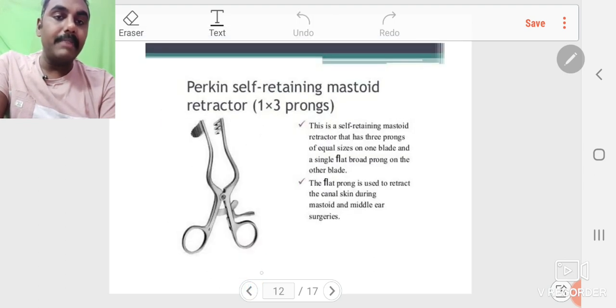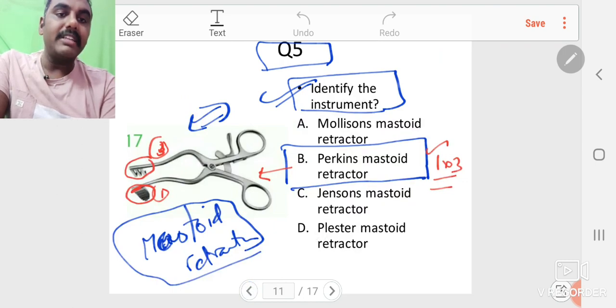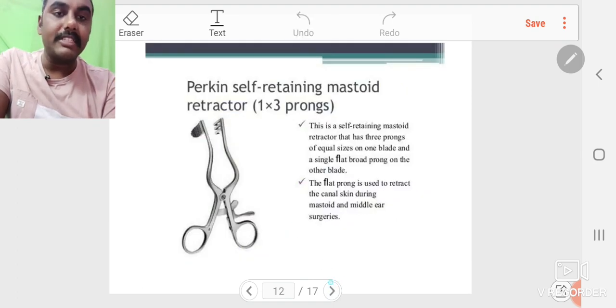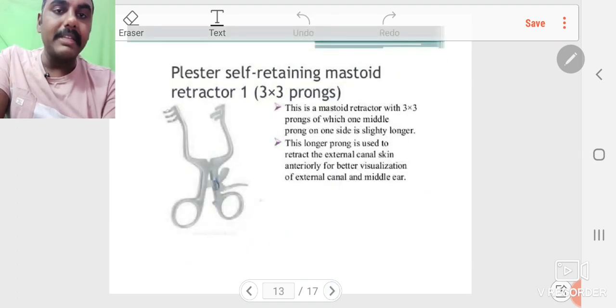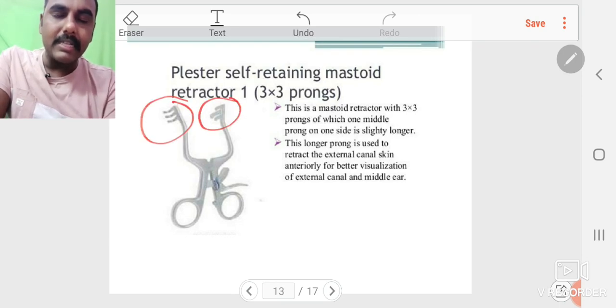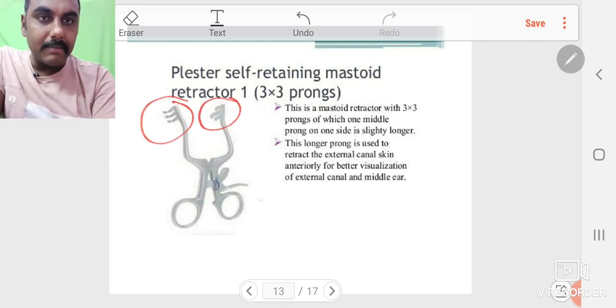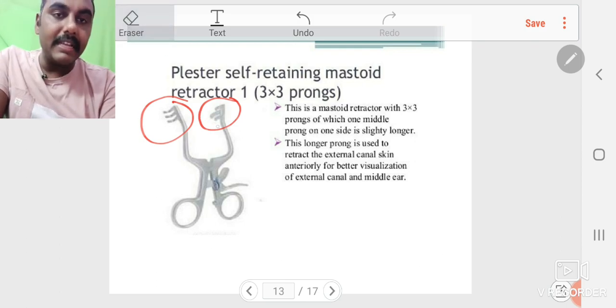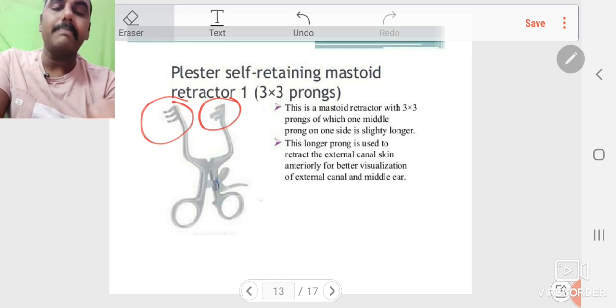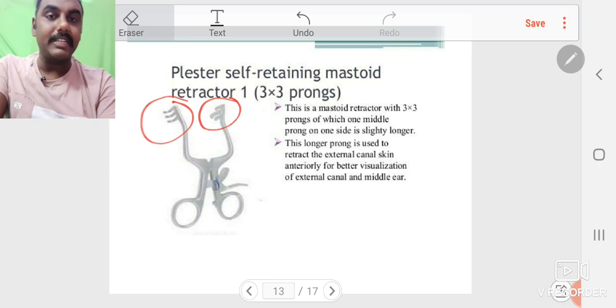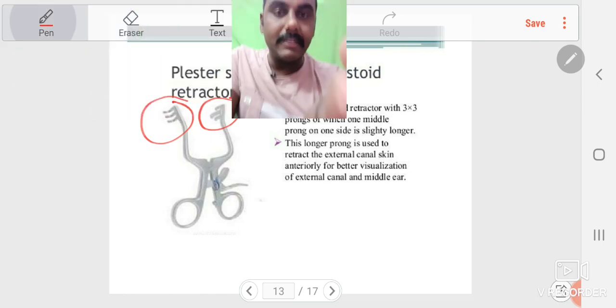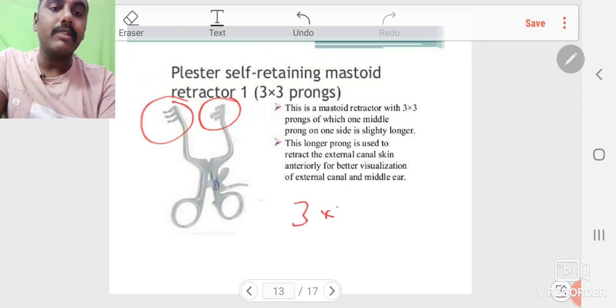And option D is a Plester mastoid retractor, which again appears similar to this, but Plester is 3 cross 3. The one thing to differentiate is that the middle end will be somewhat bigger. In Plester it is 3 by 3, in Perkins it is 1 by 3, and in Plester it is 3 by 3 but the middle one will be bigger, okay.